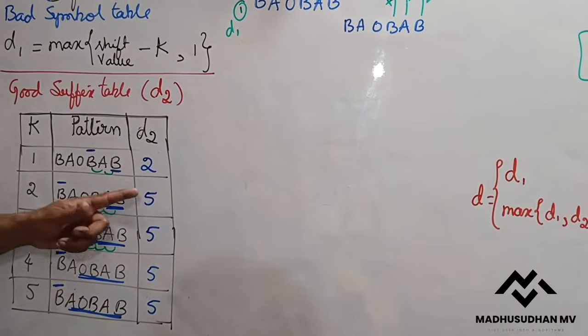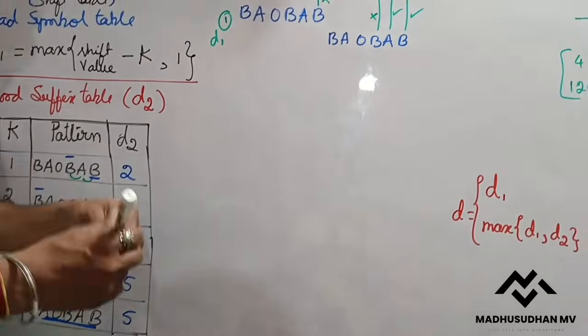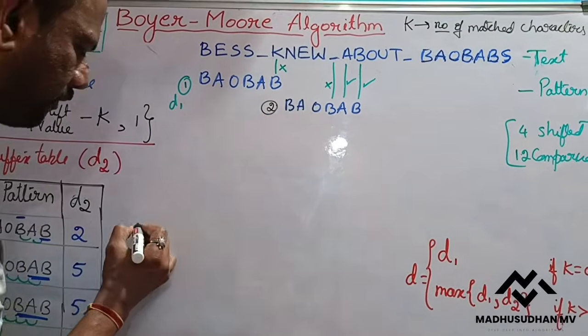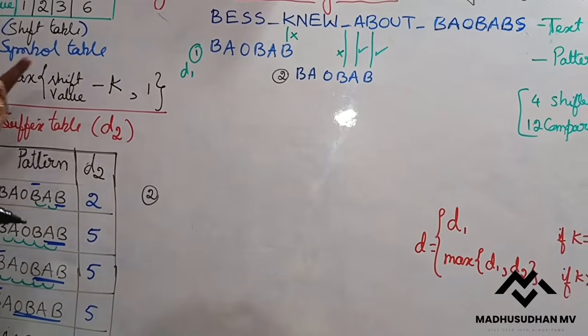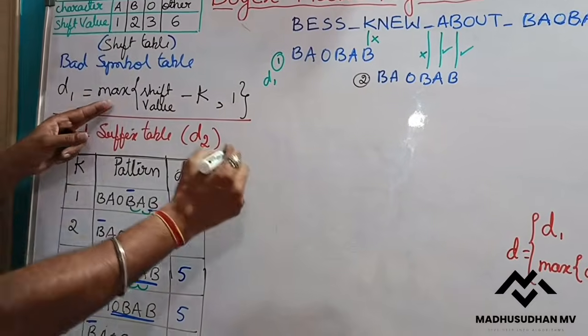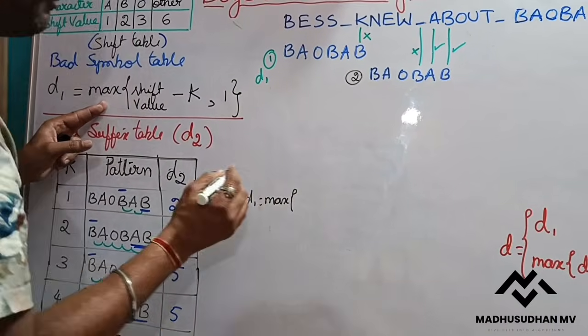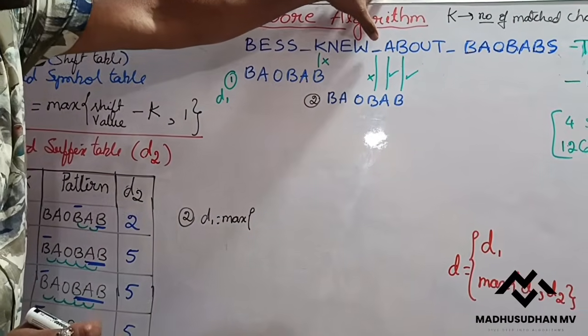At that time this is a D2 value, but we have to take D1 and D2, whichever is maximum. So now you see this is the second one. In the second one I am writing here. Now we know, check D1. D1 is what? D1 is equal to the maximum of the shift value of the mismatch character. Which is the mismatch character? Underscore.